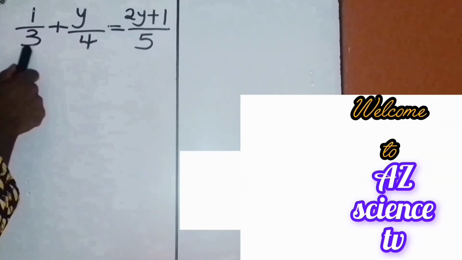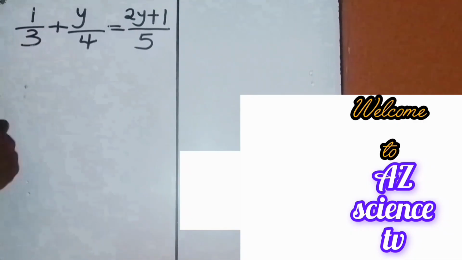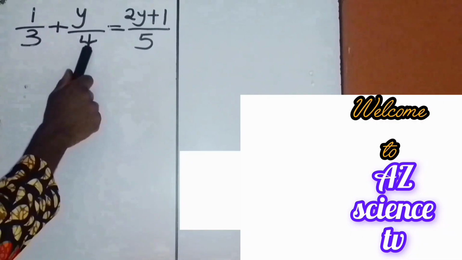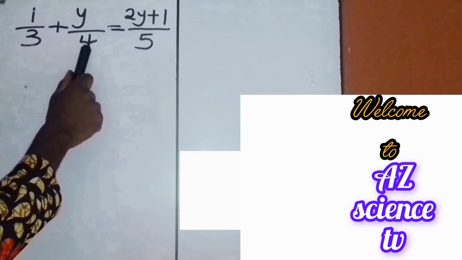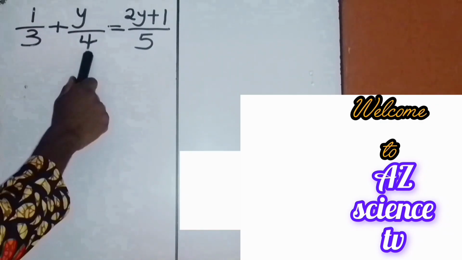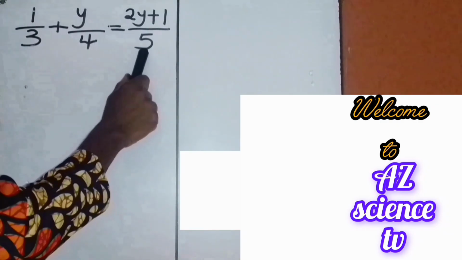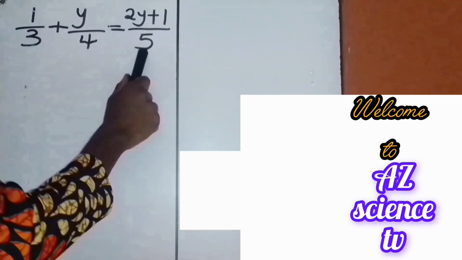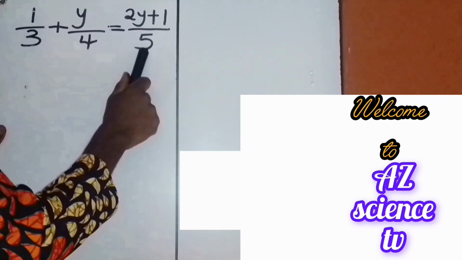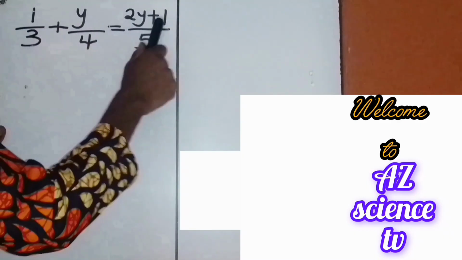What do we multiply 3 by to give 60? The answer is 20, so we do it up and down. What to multiply 4 by to give 60 is 15, so we multiply up and down with 15. Then what we multiply 5 by to give 60 is 12. So we use 12 to multiply 5 and use 12 to multiply 2y plus 1.